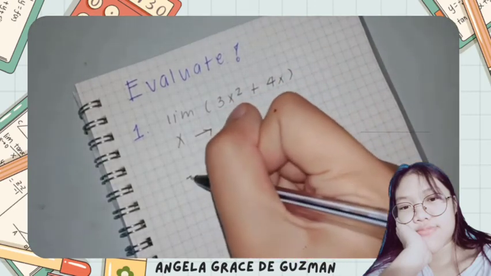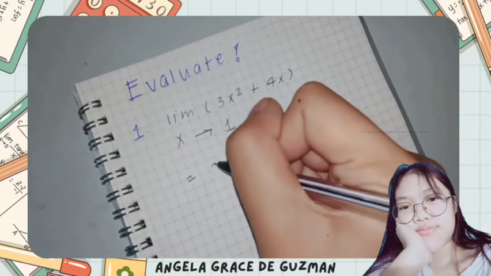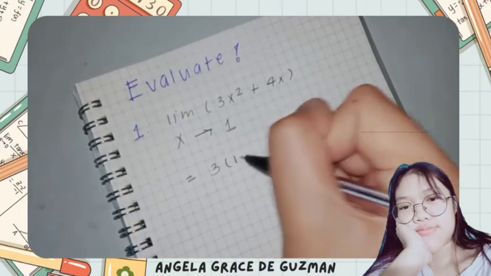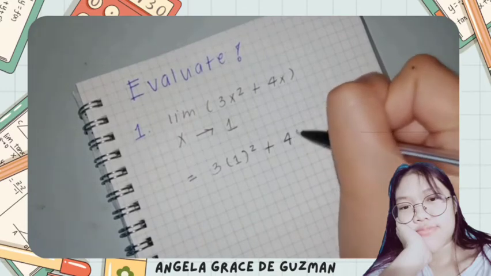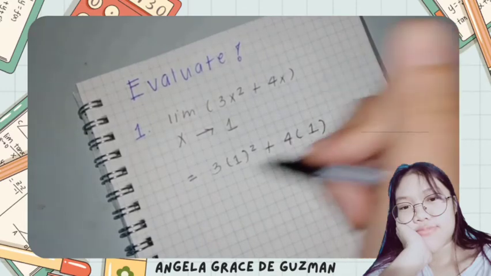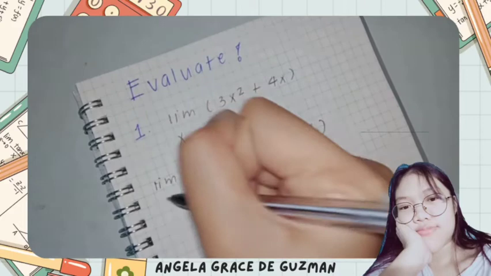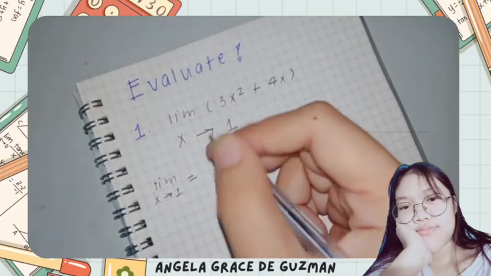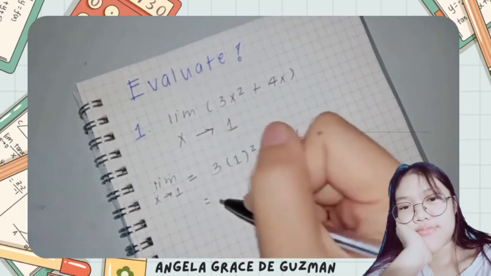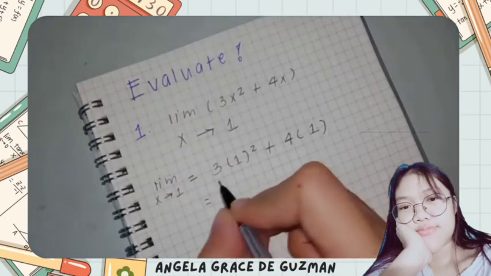So 3(1) squared plus 4(1). So lagyan lang natin ng ganito, value na tayo dito. Yan. Then the next step we're going to do is to solve this one.